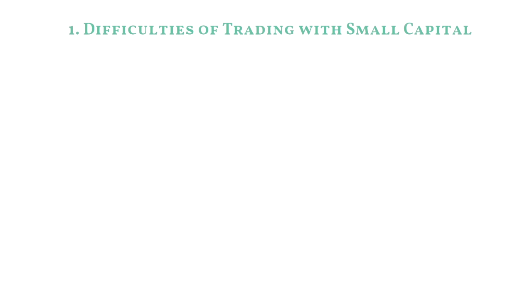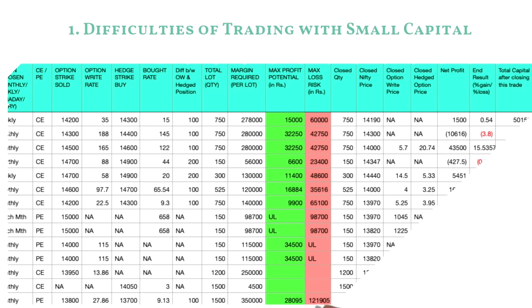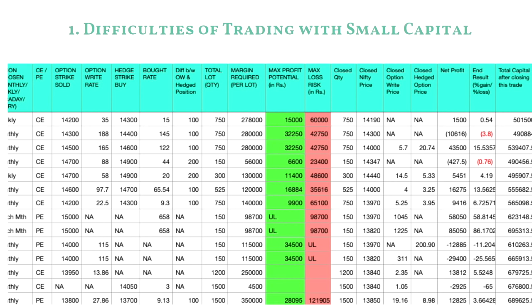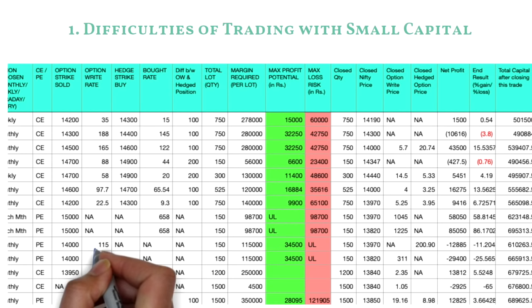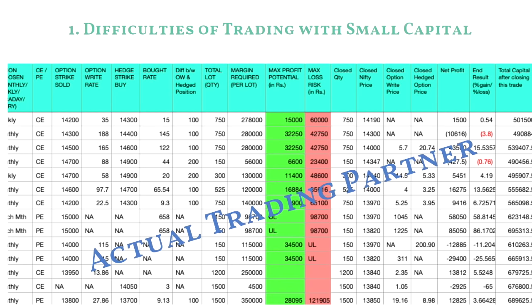Lastly, you need to keep a record of every trade. Maintain a trading journal with trade details like capital employed, margin of profits, maximum profit and loss potential, reason for executing a trade, and whether you have followed your rules or not. Yes, this is important as well. Trust me, this is your actual trading partner. This brings us to our next point.